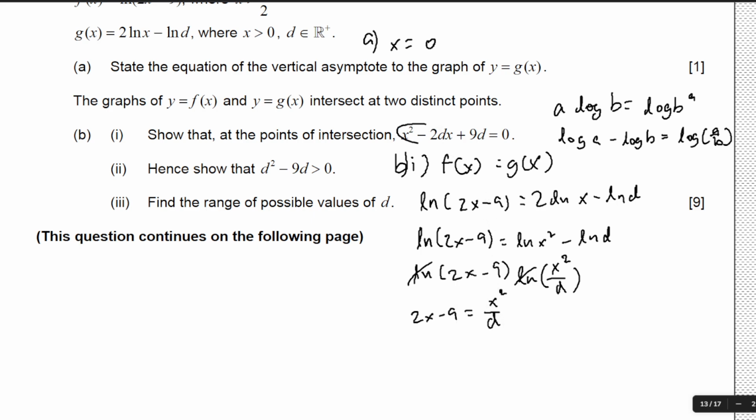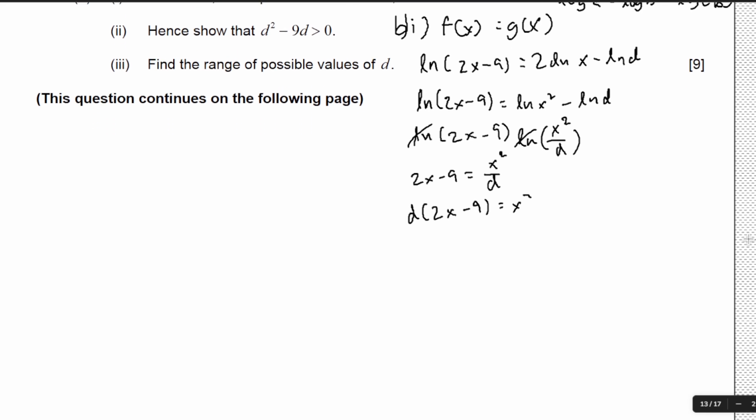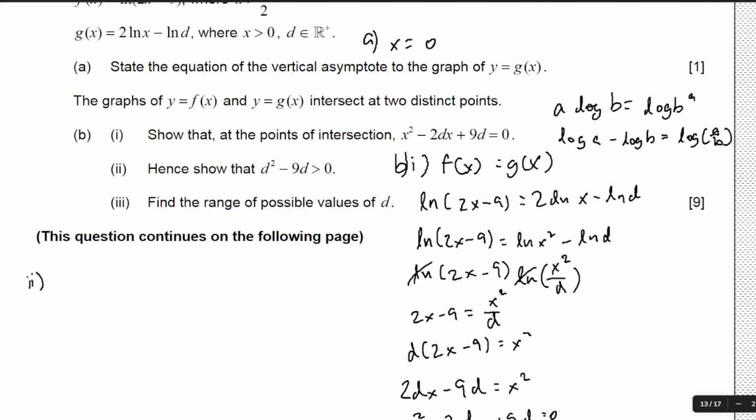Now remember, we're trying to get this equation right here. To get that, we move d to the other side, so we get d times (2x minus 9) equals x squared. After that, we can multiply them out: 2dx minus 9d equals x squared. Now we move both of these values to the other side, and we get x squared minus 2dx plus 9d equals 0. That is our answer for b of i.